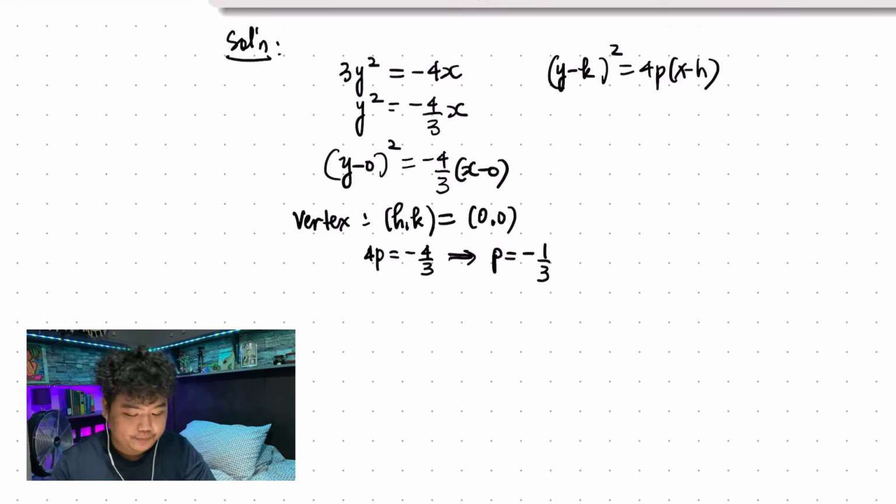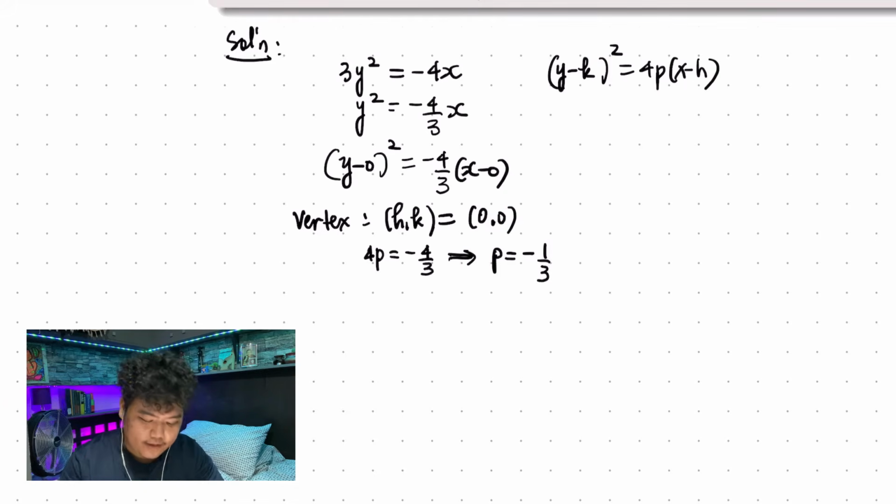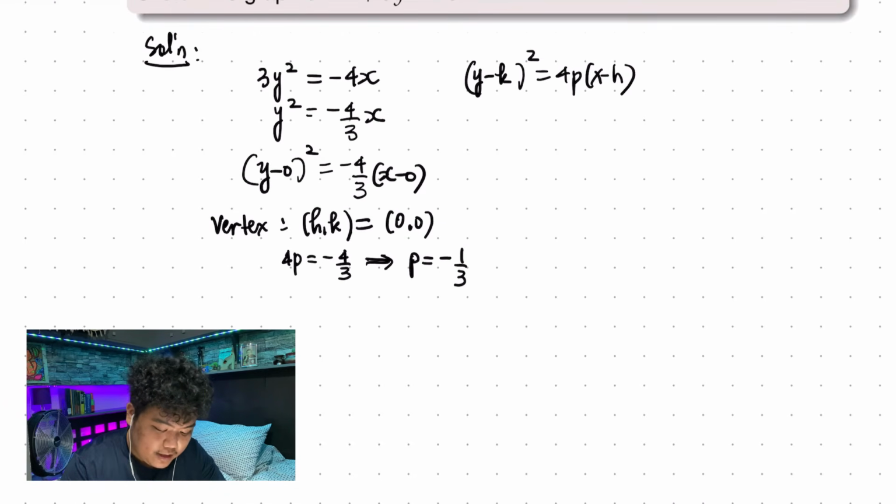Negative siya. But according to dun sa table natin, pag naka-square yung y, the parabola opens to the right or to the left. And if p is negative, it will open to the left. So, opening to the left itong parabolang ito. So, sketch natin yung graph.